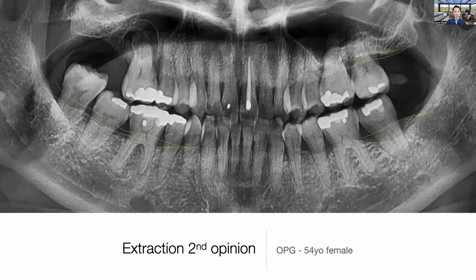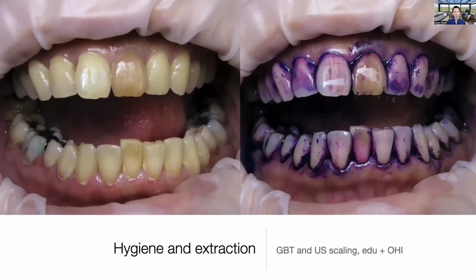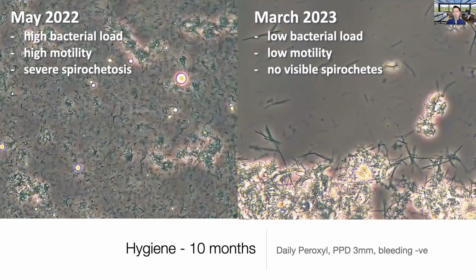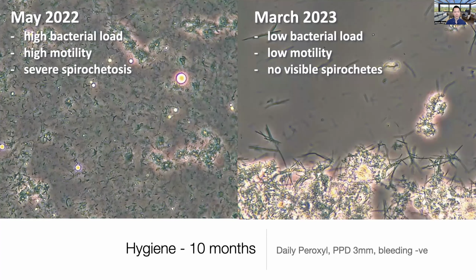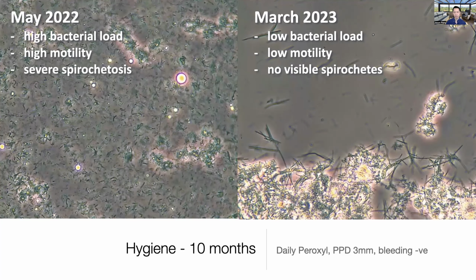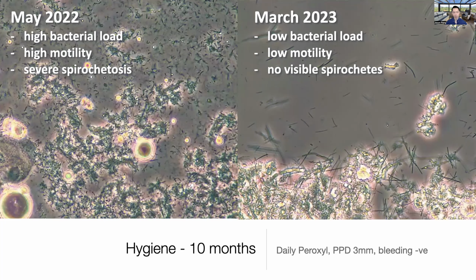Then we looked at periodontal disease where patients already had bone loss, and this one required a tooth to be taken out. Looking at the mouth, we can see a lot of biofilm, poor cleaning. And when we look at the biofilm, we can see it starts off with a very, very high bacterial load, lots of movement with spirochetes. And about a year later, the bacterial load is very, very much less. And so that gives us an indicator that the patient's doing quite well.